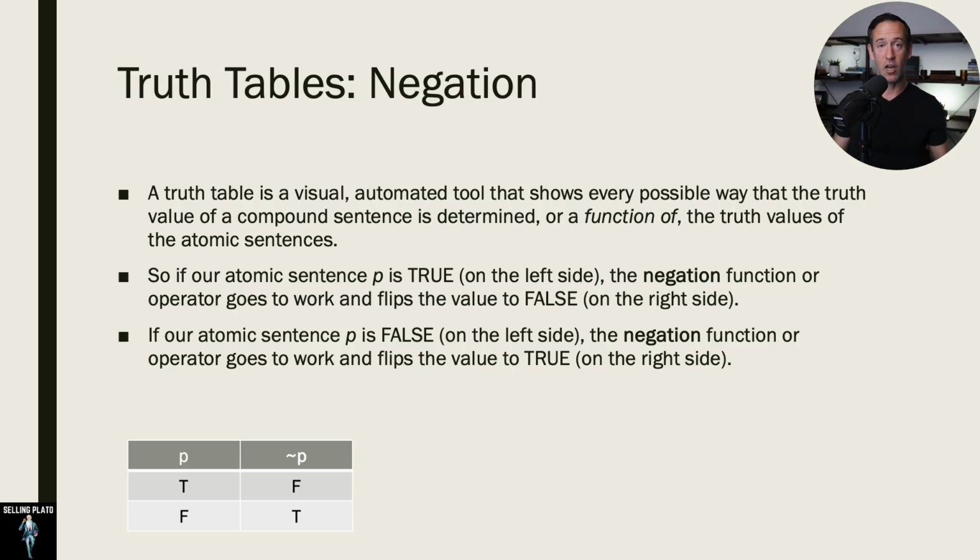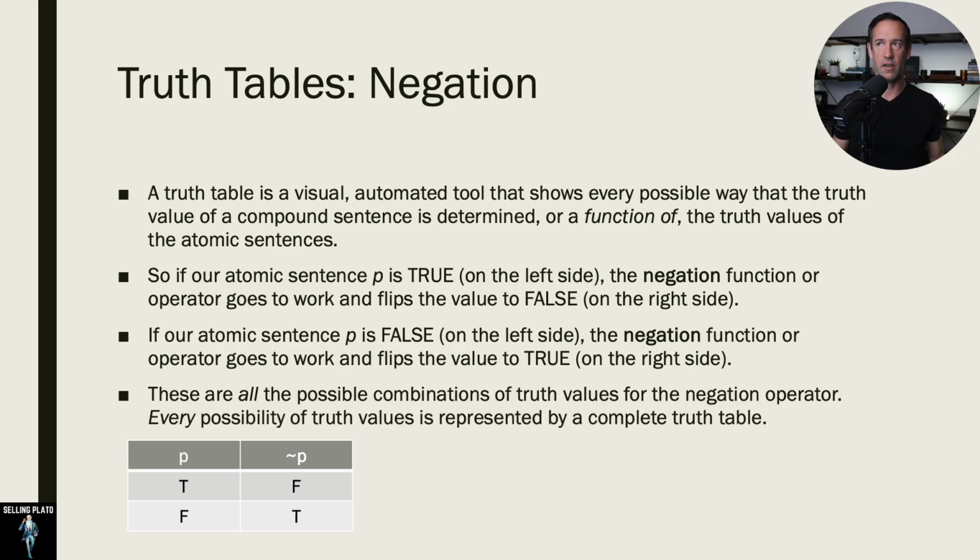You have your stock of atomic sentences on the left and their truth values, and then you just calculate, well, on the right side, what's the operator doing? It's flipping the truth values. That's all it's doing. All right, so starting with negation. And these are all the possible combinations of truth values for the negation operator. So every possibility of truth values is represented by a complete truth table.